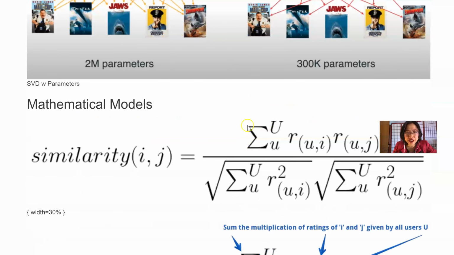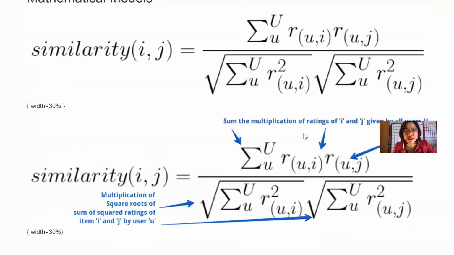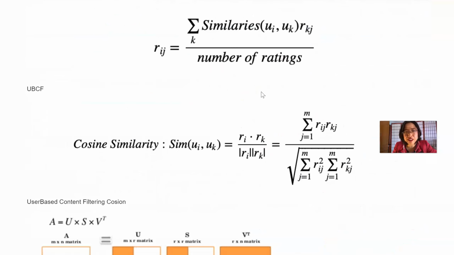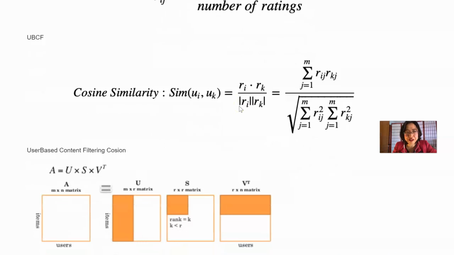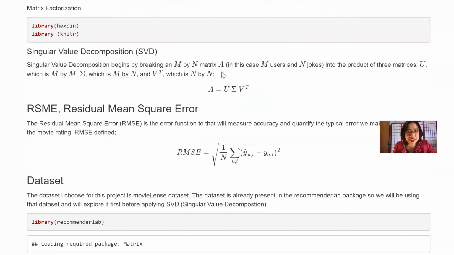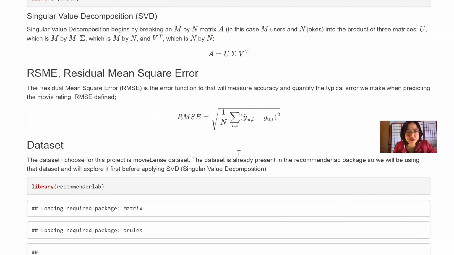Here are the mathematical equations for all 3 models, first item-based collaborative filtering, and second user-based collaborative filtering. For both of them, I chose the cosine similarity method. Third is the SVD, which is the matrix. And for the main evaluator, I use root mean square error. Here's the formula for that. The bigger the number, the more error, and therefore the worse the performance.